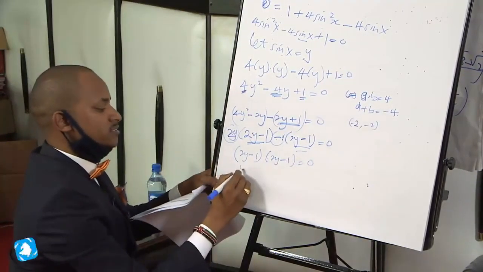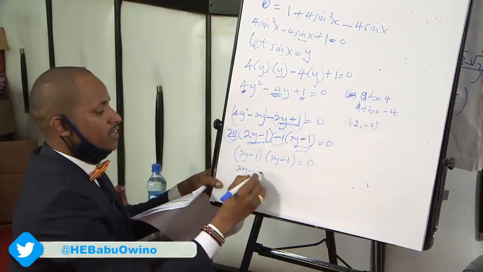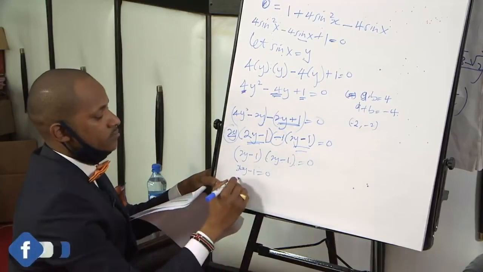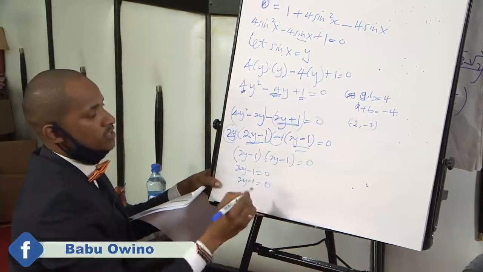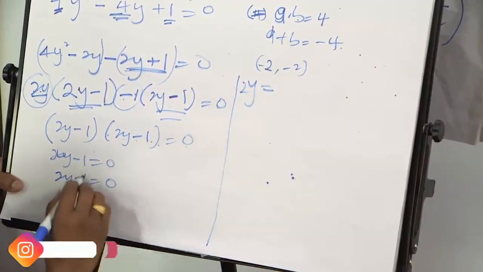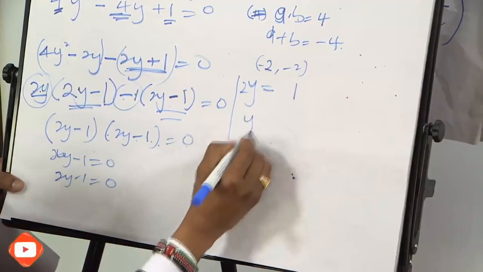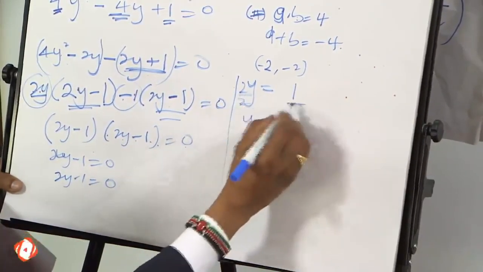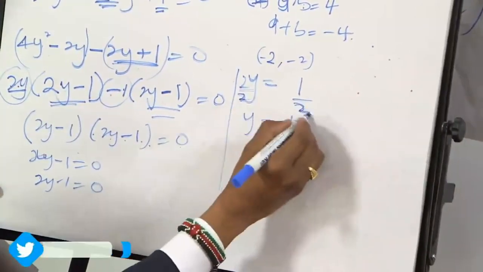So in our case, 2y minus 1 equals 0. And again, 2y minus 1 equals 0. So it's the same. Therefore, 2y minus 1 equals 0. From here, you say 2y equals, when 1 crosses to the other side, becomes 1. Therefore, y equals a half. You divide everything by 2. So y is equal to a half.